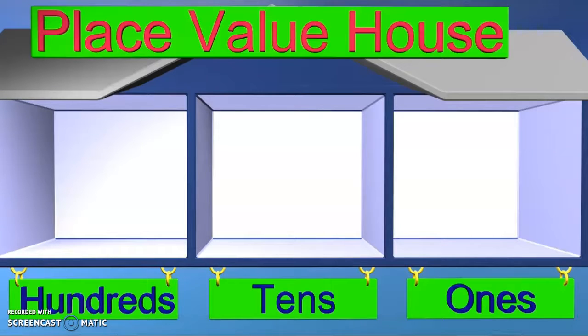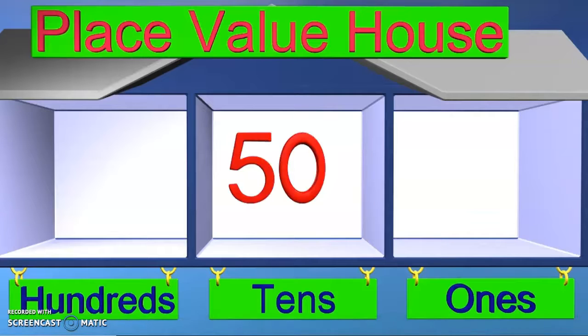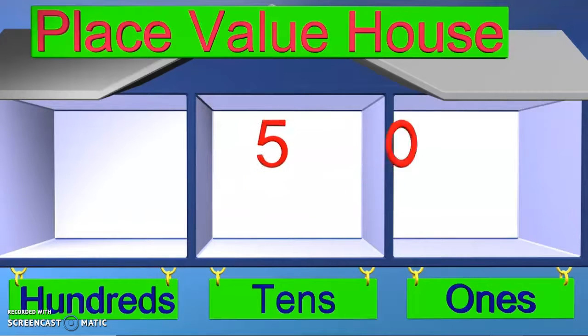So let's look at this number and put it in the right place. Here we have the number 50. The number 50 has 2 digits in it. The 0 is a digit, and the 5 is a digit, so they need to be in separate rooms in the house. So let's think about how many tens are in 50. We have 5 tens that make up 50. Now how many do we have in the ones place? We have 0. So we have 0 ones in the ones place.